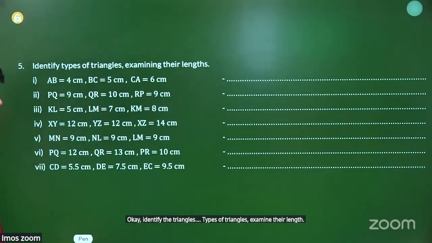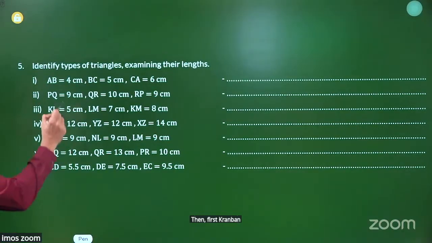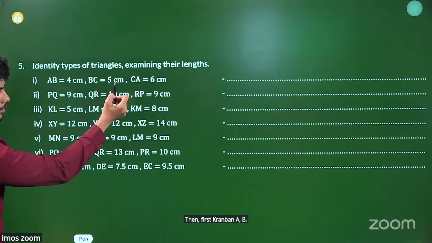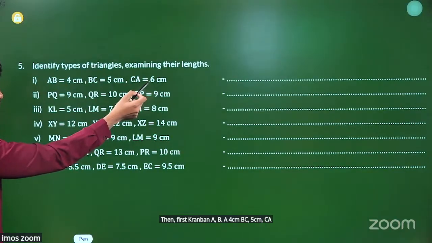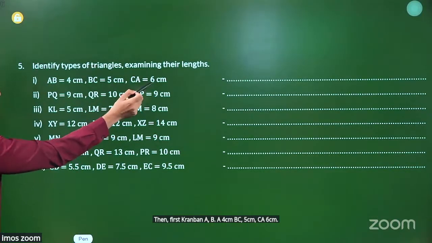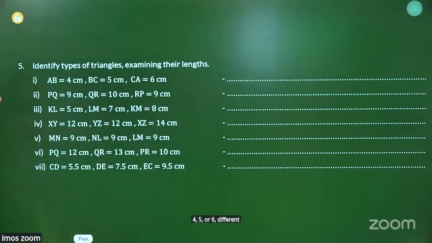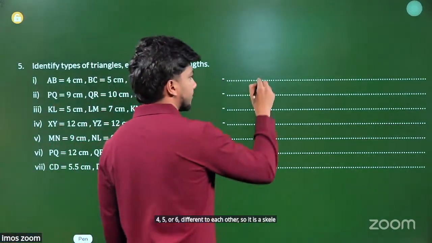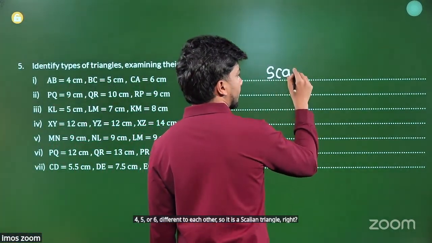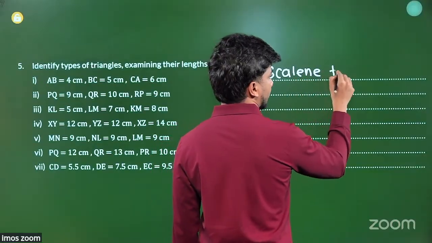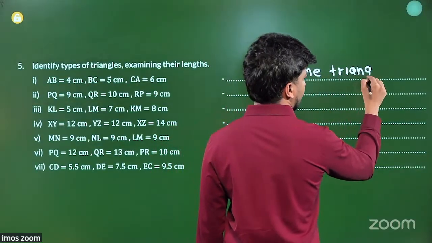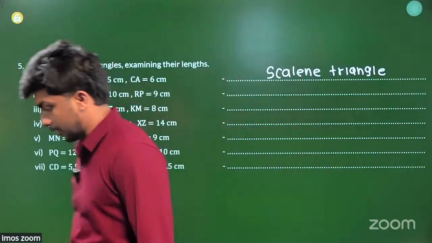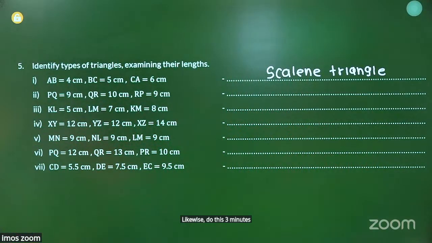Identify the types of triangles, examine their lengths. First one: AB 4 centimeter, BC 5 centimeter, CA 6 centimeter. 4, 5, 6, different to each other. So it is a scalene triangle, right? Likewise, do this in 3 minutes. Correct.